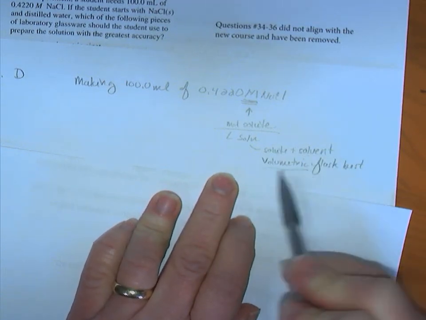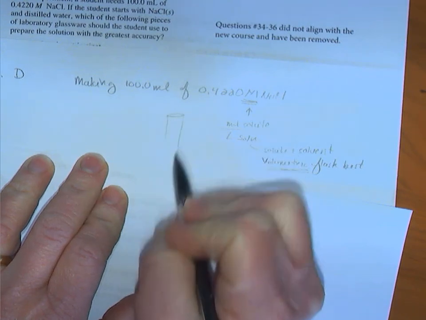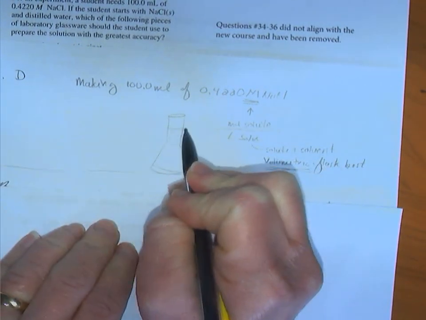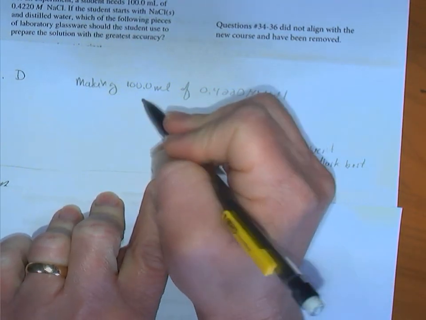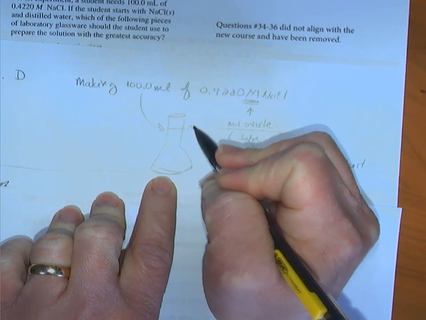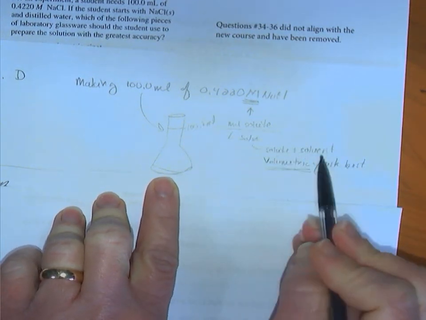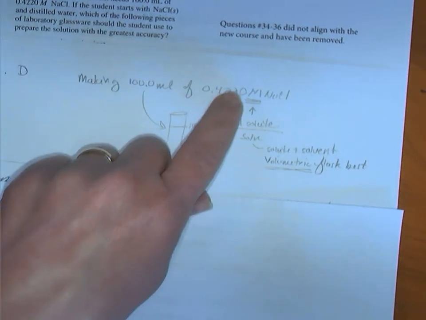So to account for that, a volumetric flask is best. Remember, a volumetric flask is really just utilized to make molar solutions. There's just one marking on the neck, which in the case of 100 mL would show you when you've reached perfectly 100 mL of solute and solvent. So D is the best choice, hands down, to make a molar solution.